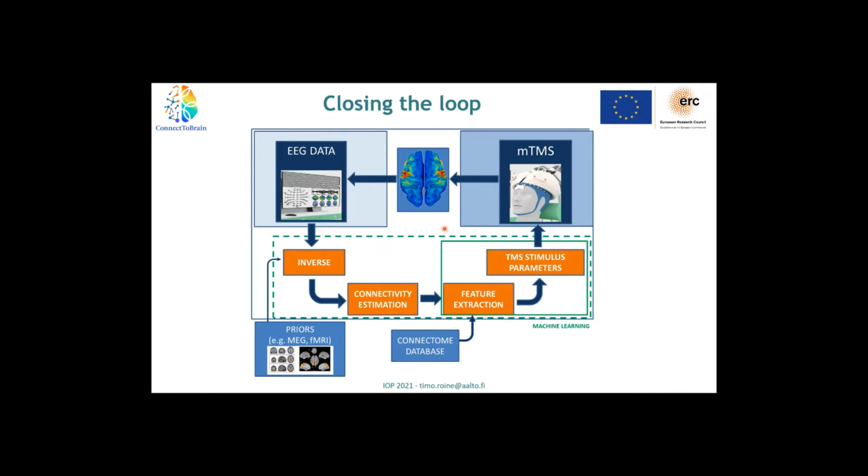In short, the final closed-loop system should be able to measure and predict the brain connectivity and state, and control the brain towards the desired state using a real-time artificial intelligence system. So we could use MEG and fMRI-based priors, but also structural connectivity based on diffusion MRI as prior information to the system, but the main real-time information would come from the EEG.